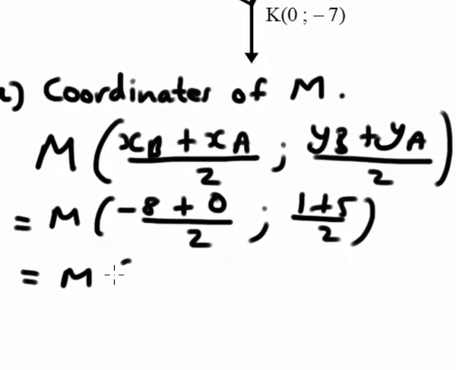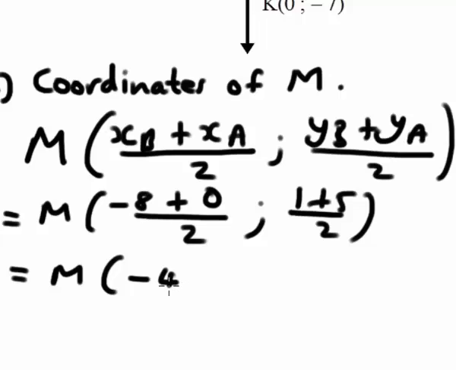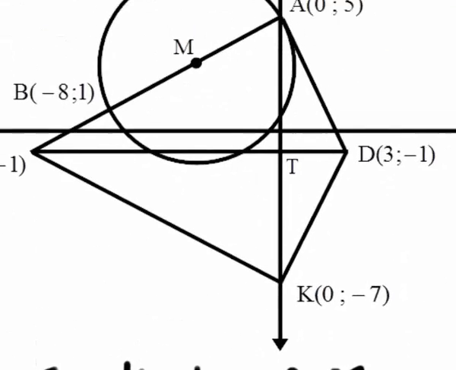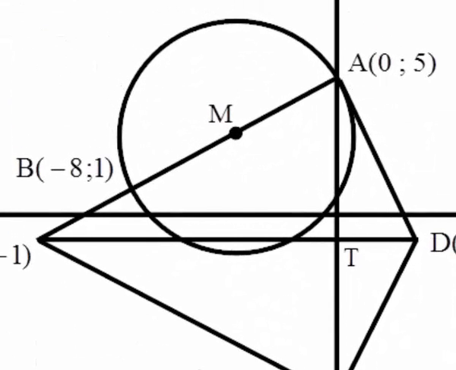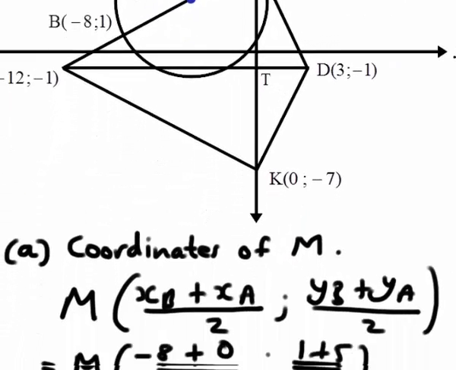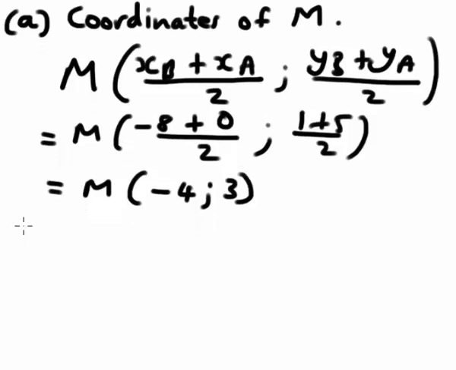The midpoint would be negative 8 over 2 is negative 4, and 6 over 2 is 3. So we've got the midpoint M there. The center, in fact, of the circle, so we can write it in there: (-4, 3) would be the center. M would be the center of the circle. Okay, let's do another question quickly. Number B here.